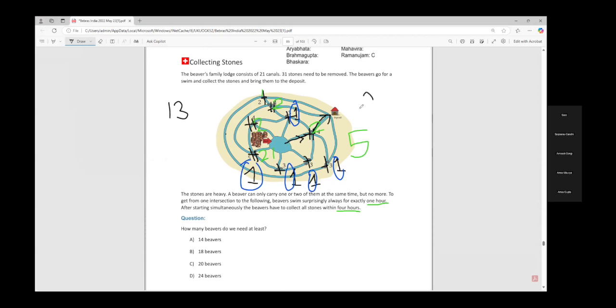They've traveled two canals. That means two of their hours are gone. So out of the four, they have two left. So one trip here goes, then they've used three of their hours and comes back. That's the fourth hour. So the same beaver that I sent this way has also collected the stone here. So this stone is out of question. And we did not add any extra beavers. The same beaver did the job, right?